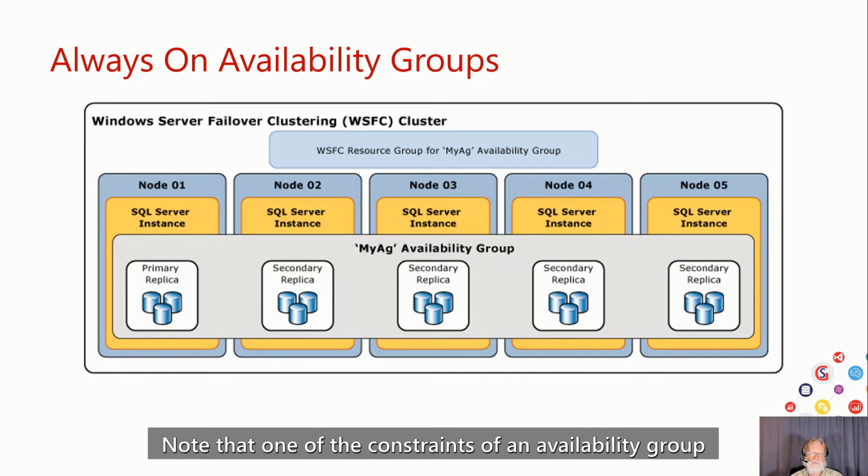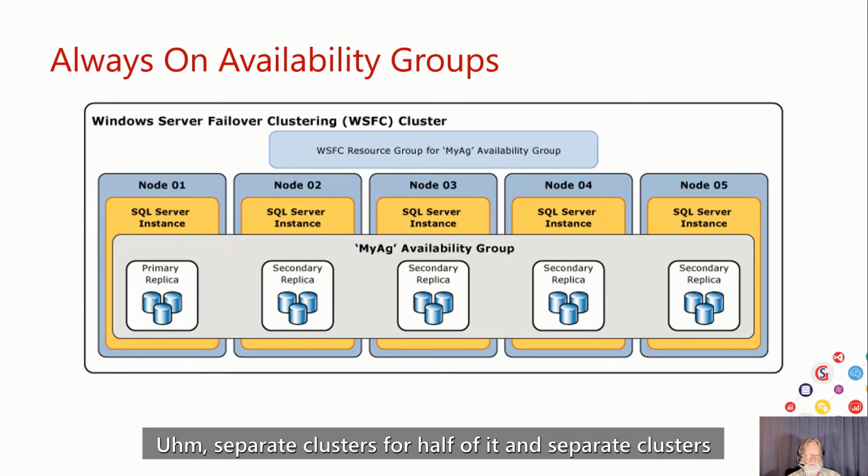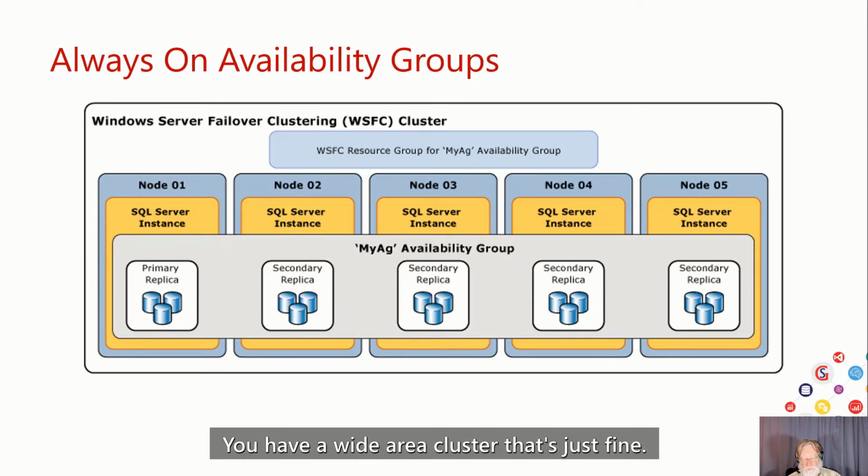Note that one of the constraints of an availability group is that all the nodes within the availability group have to be part of the same cluster. You can't have separate clusters for half of it and separate clusters for the other half. The cluster can be physically spread. You can have a wide area cluster. That's just fine. But you can't have different clusters.